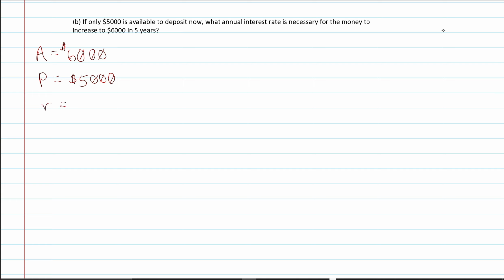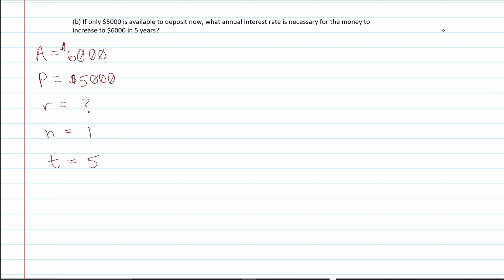We're trying to figure out how much the interest rate needs to be. So maybe we're trying to figure out which type of account or which bank or which investment to put it in so that in 5 years she'll get the $6,000. So we need to compare maybe some institutions and then figure out what's the best interest rate for us. And then the N is equal to 1 because it says compounded annually. And then the time is 5 years. So we're solving for R, the interest rate.